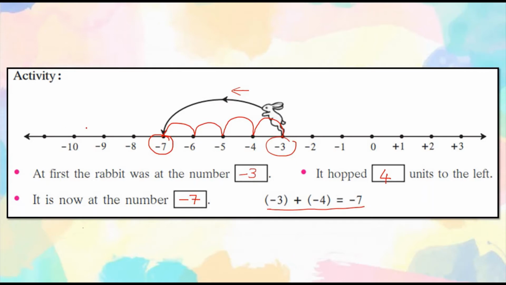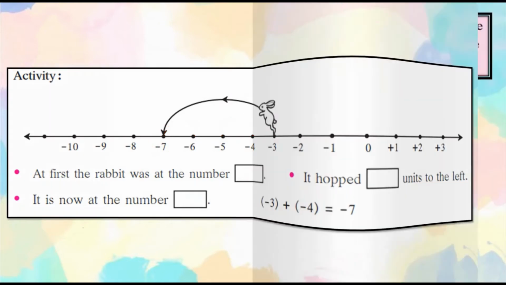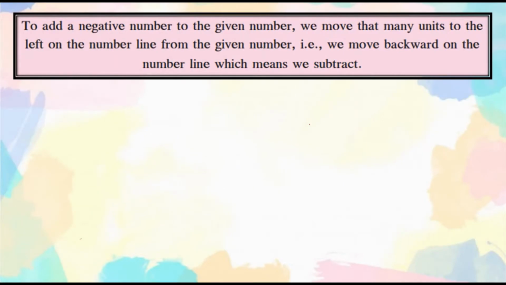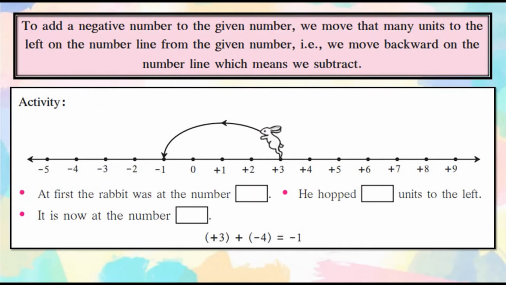Now after this, we will compare the activity with this statement. To add a negative number to the given number, we move that many units to the left of the number line from the given number. That is, we move backward on the number line, which means we subtract. Now, this statement we will compare with one more activity. This statement states that whenever we want to add a negative number to a given number, we are going to move towards the left hand side. Whenever we want to add a positive number, we move to the right hand side.